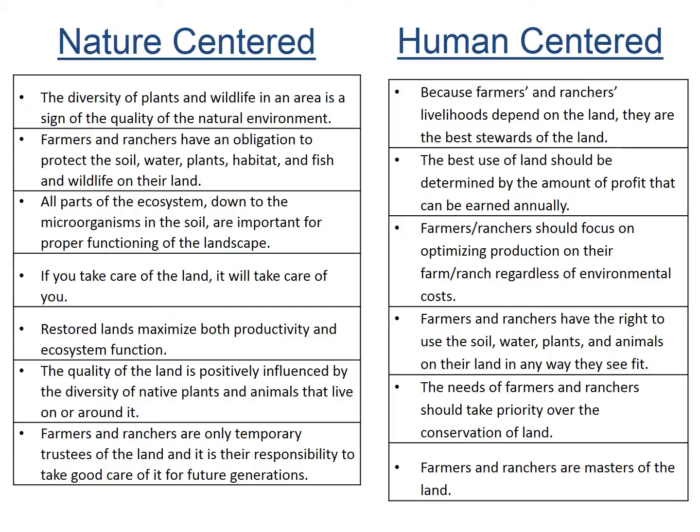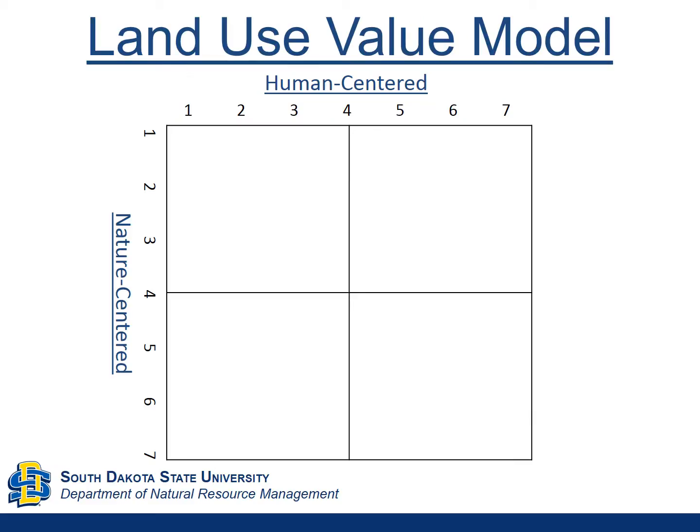When we sent the scale out to landowners, we put the statements in random order and asked them to rank their level of agreement or disagreement for each statement on a scale of 1 to 7. We then calculated their average score for each dimension and combined the 2 scores to find out their land use value type. The names for the land use value types are still a work in progress, and if you have any suggestions, I'd love to hear them.